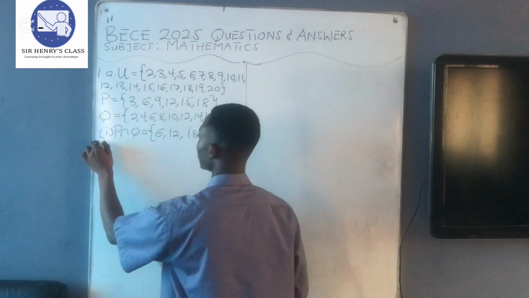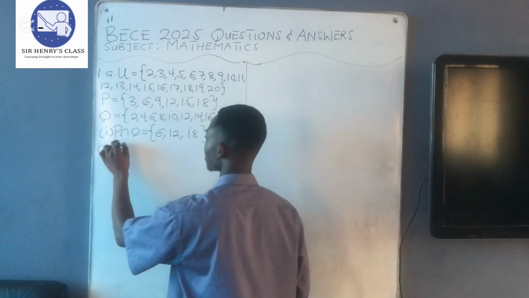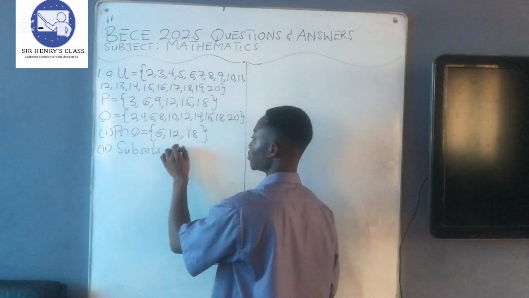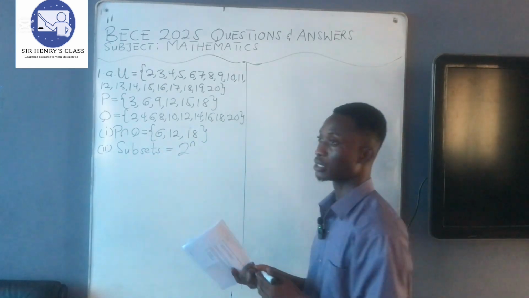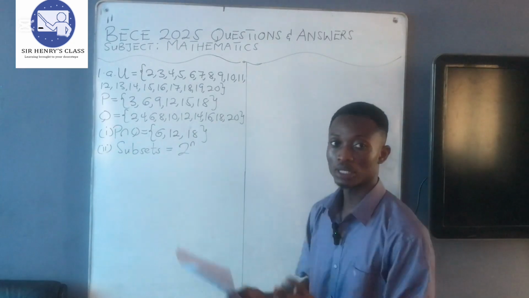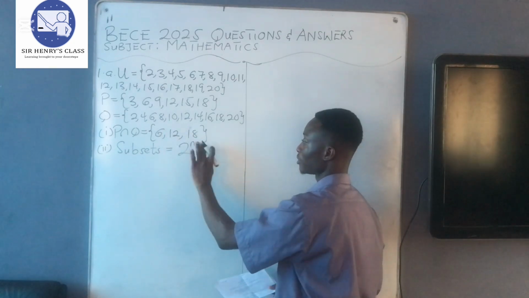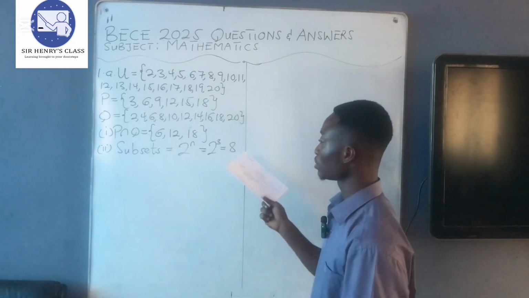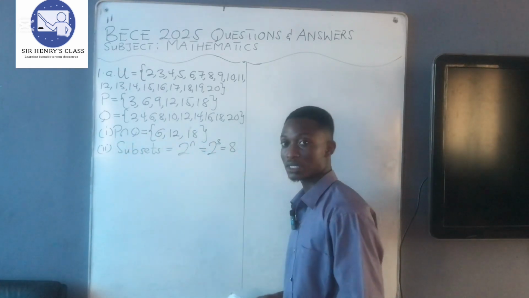Next, the subsets of P intersection Q. To find the number of subsets, we use this formula, 2 raised to the power n, where n represents the number of members. A subset is any small set coming out of a larger set. The members here are 3, so 2 raised to the power 3, and that is 8. So we need to list 8 subsets of this set P intersection Q.